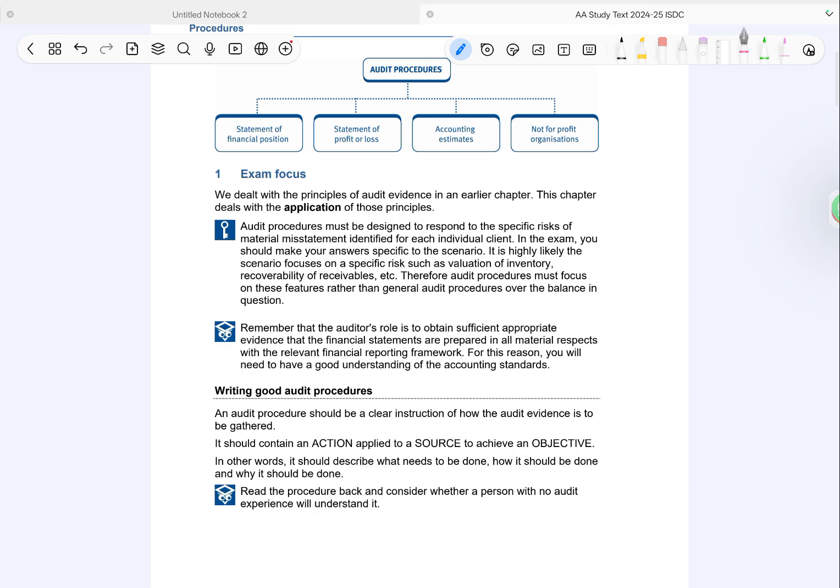The auditor's main role is to obtain sufficient and appropriate evidence to ensure that financial statements are prepared in line with the relevant reporting framework. This is why a strong understanding of accounting standards is essential.